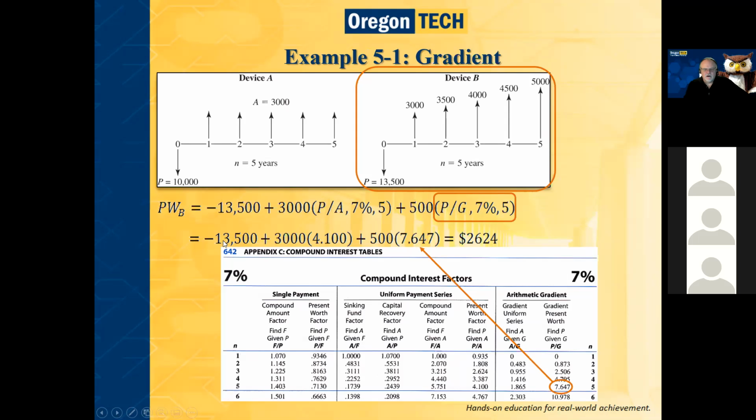Our outflow, our negative amount, is 13,500. Inflows of $3,000, our starting amount, plus the $500 that gets increased every year. Right there, gives you 2624. That's where they get their numbers from on the gradient.